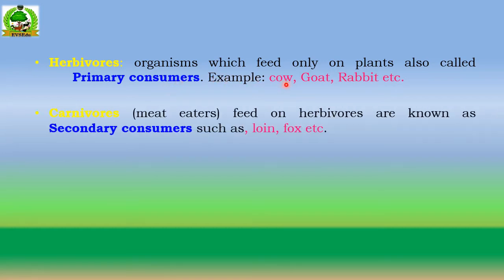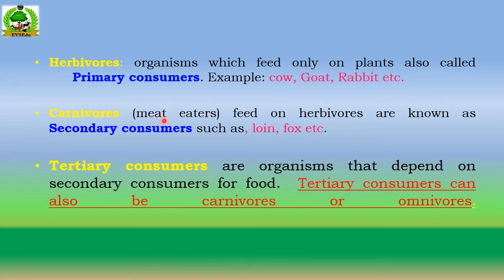Then we have another level that is called carnivores, that's meat eaters. These are those organisms which feed on herbivores, known as secondary consumers. So carnivores are also known as secondary consumers, and examples are lion, fox, etc. We have the third trophic level that is called tertiary consumers. These are those organisms that are dependent upon the secondary consumers for food. Tertiary consumers can also be carnivores or omnivores.